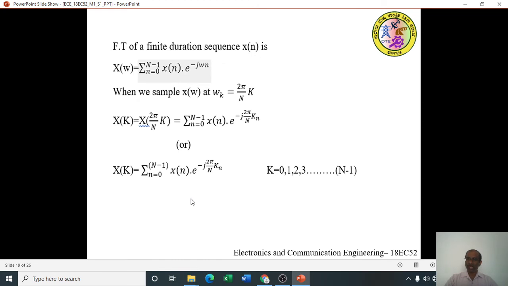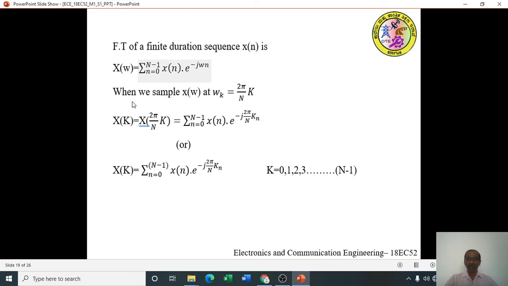If this condition is satisfied, the discrete time Fourier transform of that particular signal x of n is defined as x of omega is equal to summation n varying from 0 to n minus 1 x of n into e power minus j omega n. In my previous derivation, I told you that wherever omega is there, you replace it by 2 pi by n into k, which is said to be sampling in the frequency domain. So I have replaced omega by 2 pi by n into k.